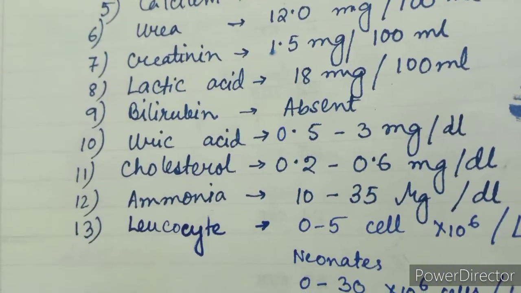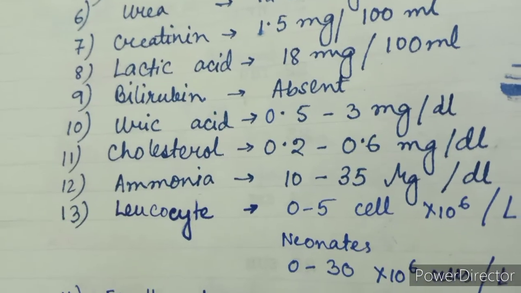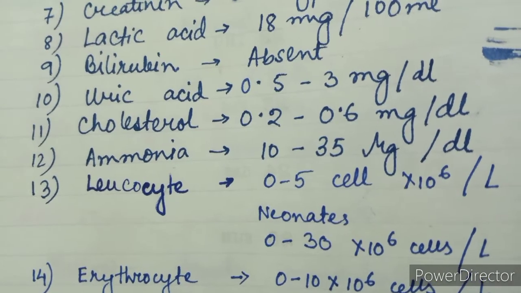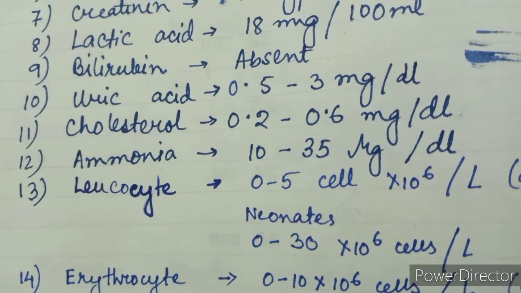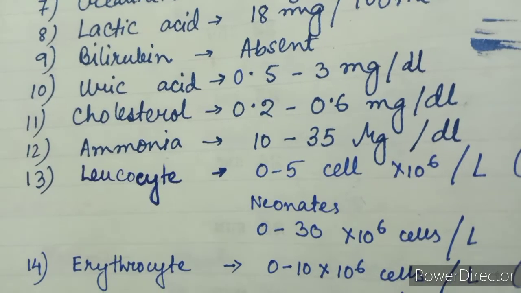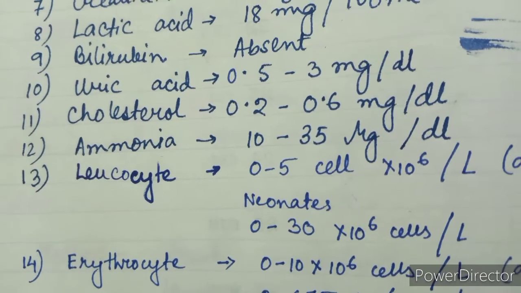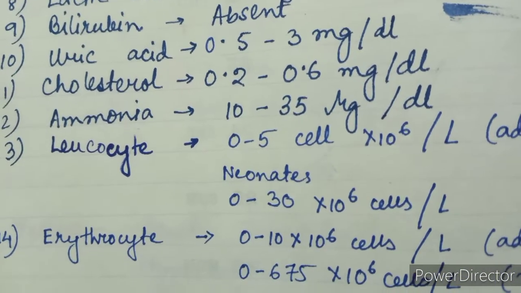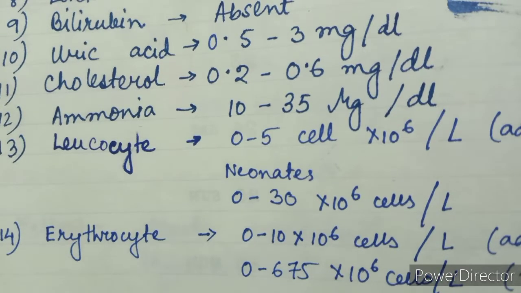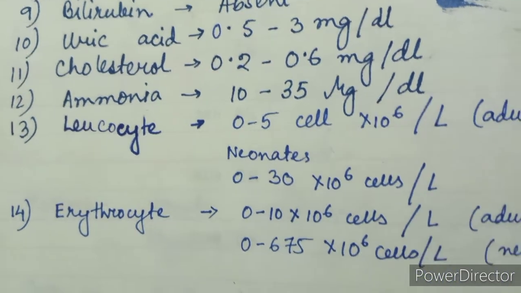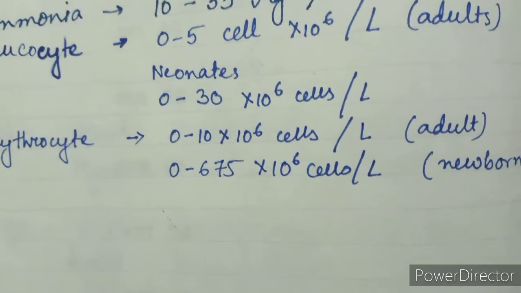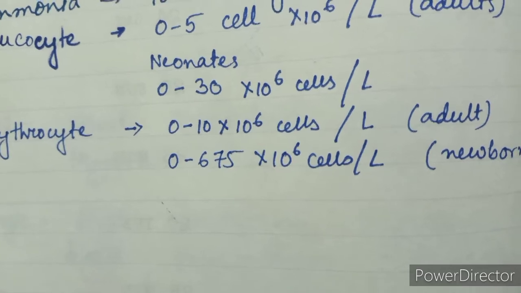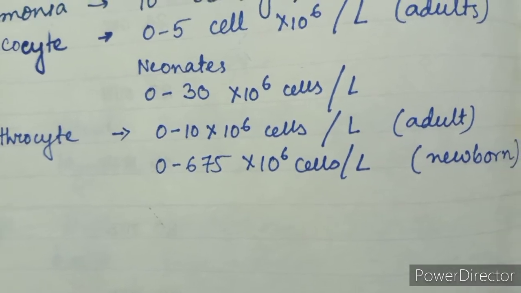Next is uric acid, 0.5 to 3 mg per deciliter. Cholesterol, 0.2 to 0.6 mg per deciliter. Ammonia, 10 to 35 microgram per deciliter. Leukocytes, 0 to 5 into 10 to the power 6 cells per liter in adults, and in neonates 0 to 30 into 10 to the power 6 cells per liter. Erythrocytes or RBC, 0 to 10 into 10 to the power 6 cells per liter in adults, and 0 to 75 into 10 to the power 6 cells per liter in newborns.